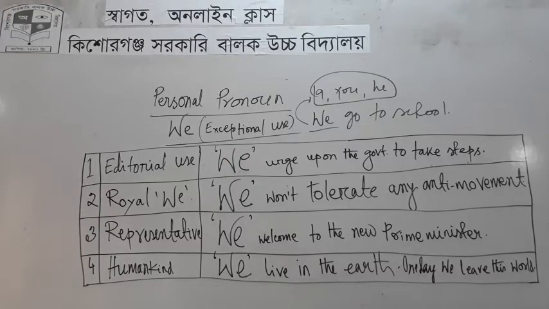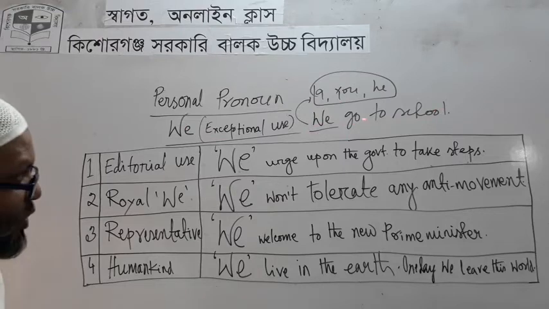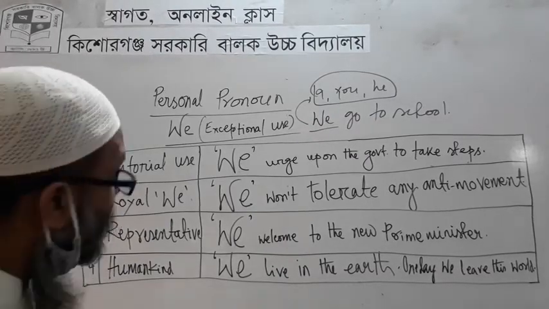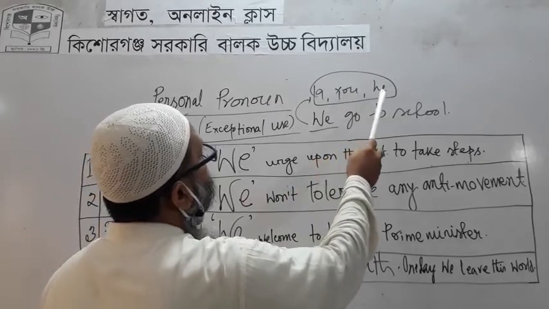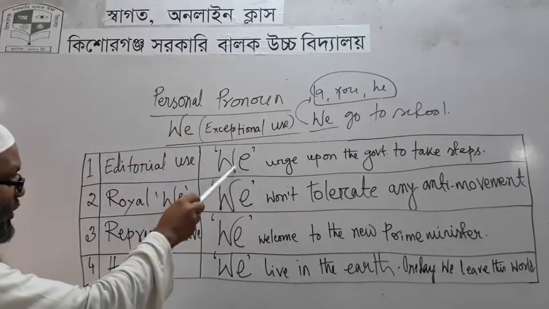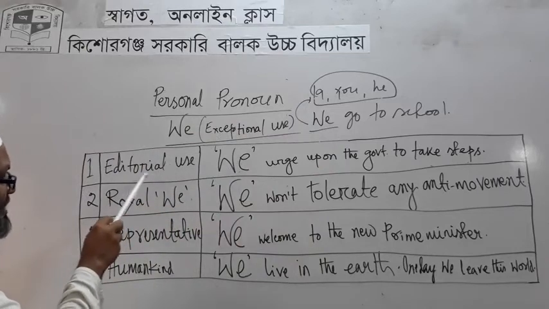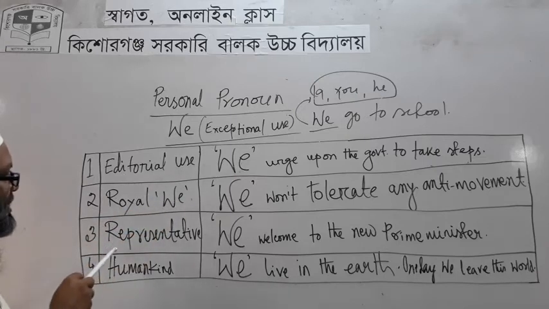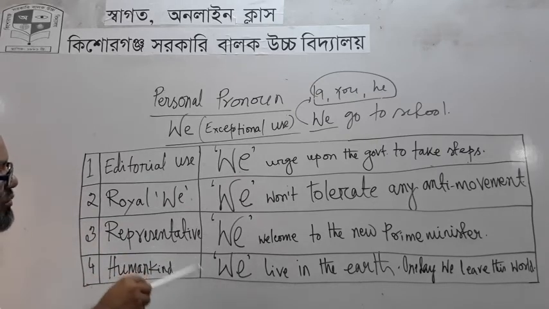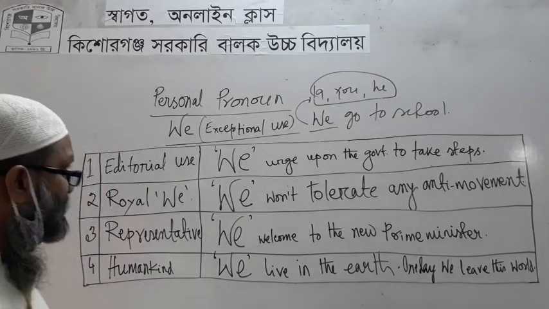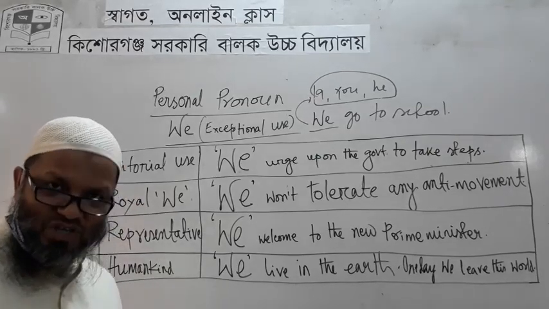If I tell you again, we can be used as a subject, something like: we go to school, we help the poor, and we go to market. By this we, basically we mean I, you, he, all together, when we use it generally. But when we use we in an exceptional way, it can be used as editorial use of we, royal use of we, representative use of we, and humankind use of we. I think by reading these examples you can clear the conception of the exceptional use of we. I think it's clear. Have you understood? I think you have.